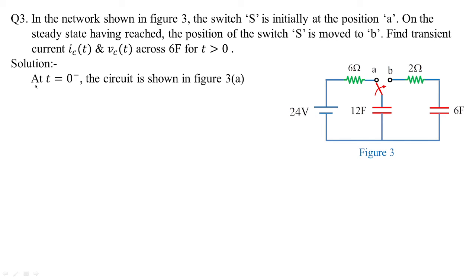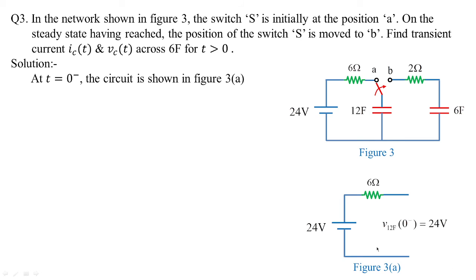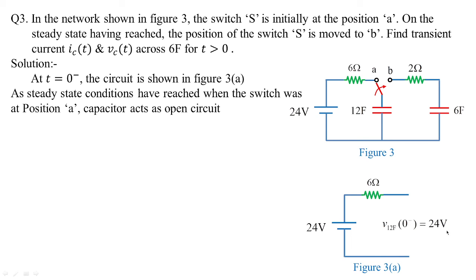For that, at t equal to 0 minus, the circuit has to be framed. So this is how the circuit will look. In the steady state conditions, when the switch was at position A, this is removed from the main circuit and 12 farads is completely charged to 24 volts. And that is why V12 farads of 0 minus is equal to 24 volts. Since the capacitor acts as an open circuit, the value will remain as it is as soon as the switch is moved from A to B.